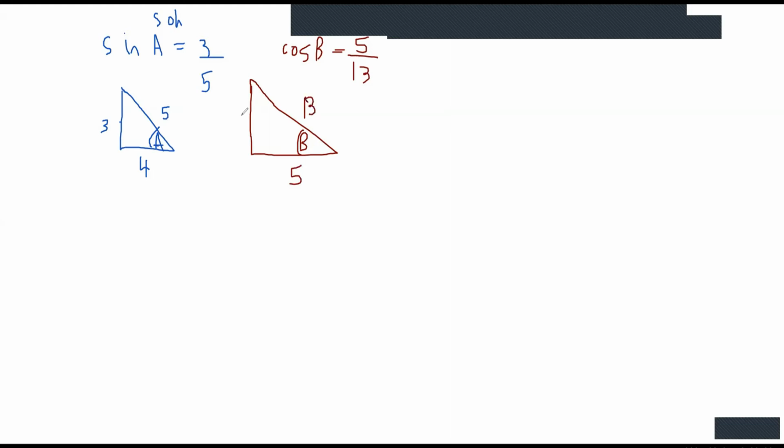So now the opposite has to be 12, right? Because 5 squared plus 12 squared is 13 squared, right? So this has to be 12.